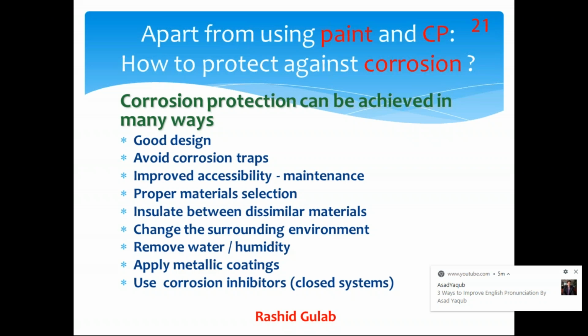The next thing, insulation. Insulate between dissimilar materials. If we are using two types of material, suppose stainless steel and carbon steel, we need to avoid these two materials touching directly. We need to apply some insulation between the carbon steel and the SS material, and change the surrounding environment.